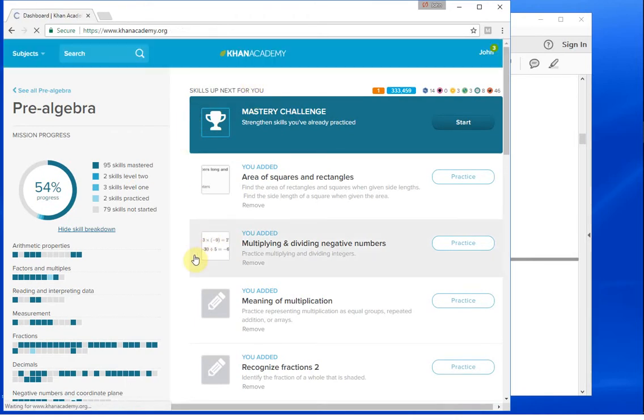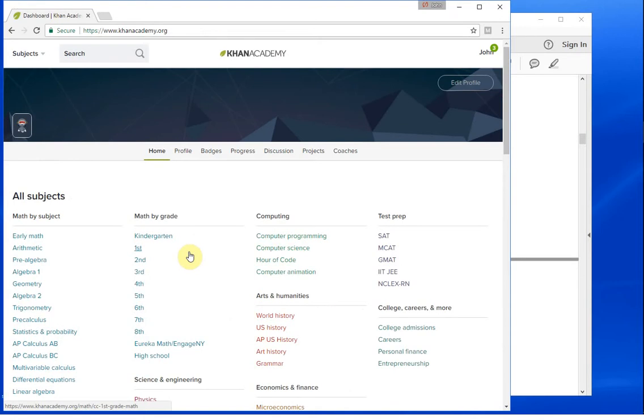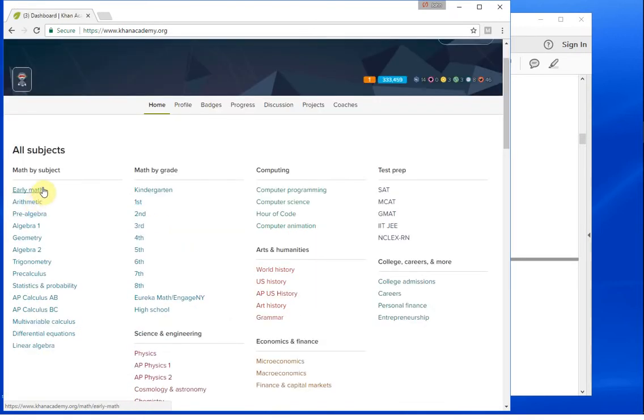Khan Academy is just awesome. They cover all kinds of stuff, and their math curriculum, by subject and also by grade, is aligned to what are called the Common Core State Standards, which is the most common set of math standards used in the United States right now.